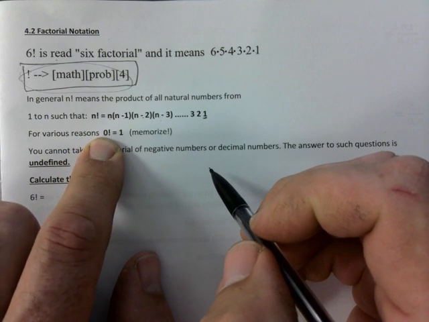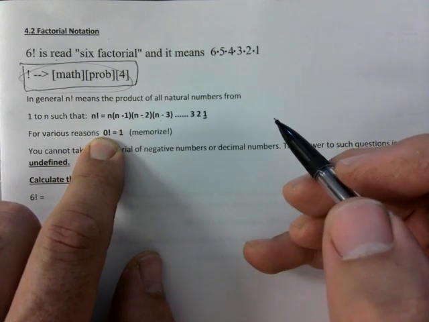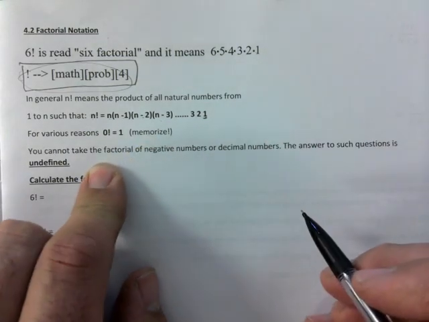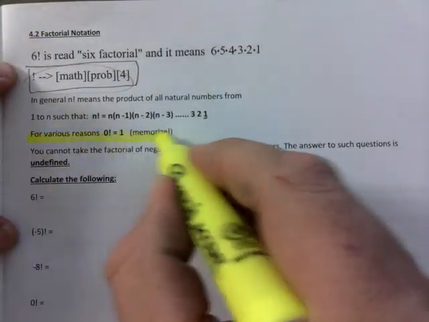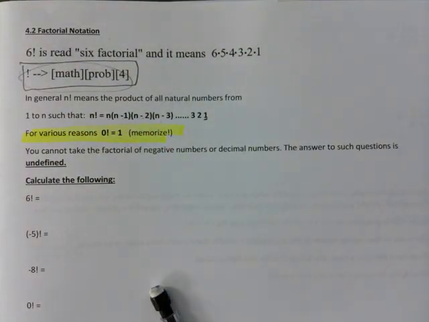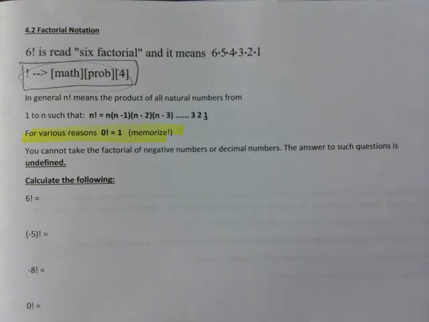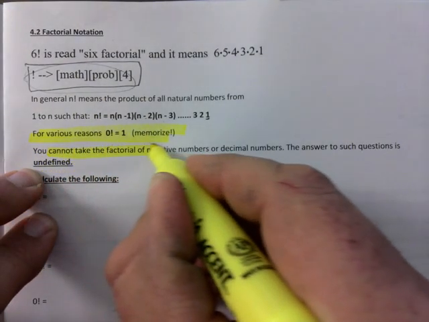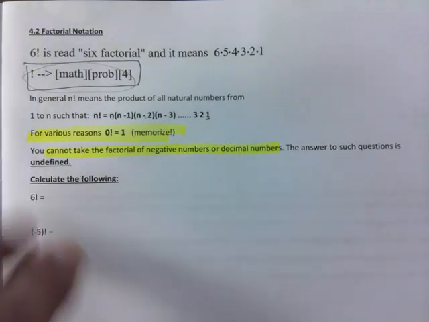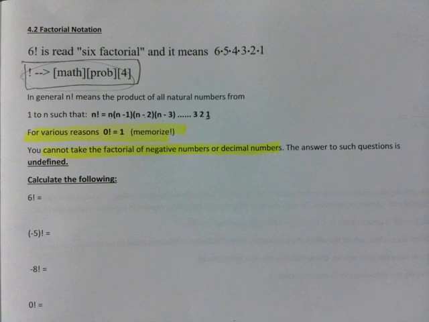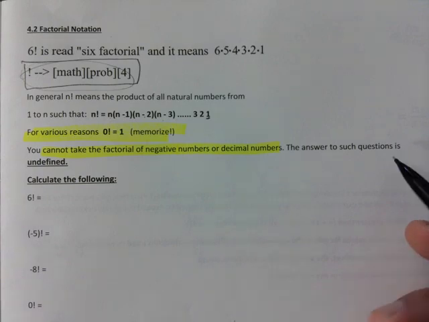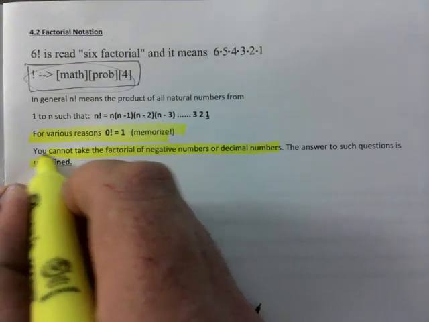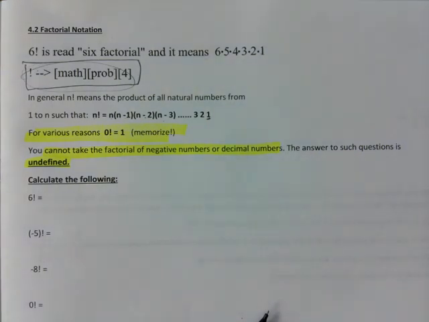For various reasons, 0 factorial is equal to 1. Just memorize that or put it on your study sheet. Maybe that's worth highlighting, because it's going to come up from time to time. Just remember that. You cannot take the factorial of negative numbers. Okay? You cannot take the factorial of negative numbers. If you try, or decimals for that matter, the calculator is going to complain. It's going to give you an error, so don't even try. The answer to such a question is undefined. Okay? Undefined. If it's asking you, hey, what would the answer be to this? Undefined.